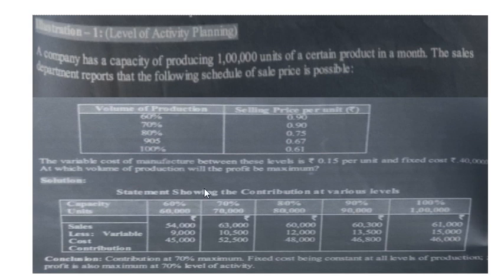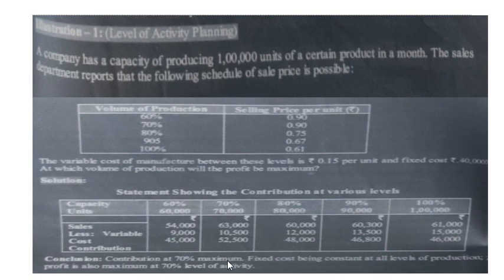Next, they have given us the variable cost, which is 0.15 per unit. So for 60,000 units, 60,000 into variable cost 0.15 is 9,000. Sales minus variable cost: sales is 54,000 for 60%, minus 9,000, which will give us 45,000.